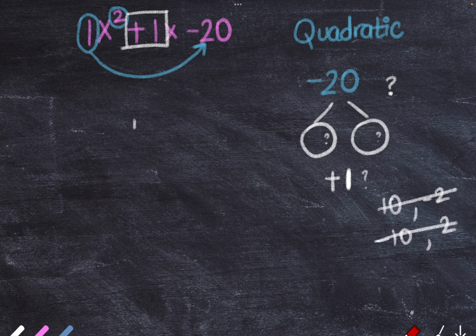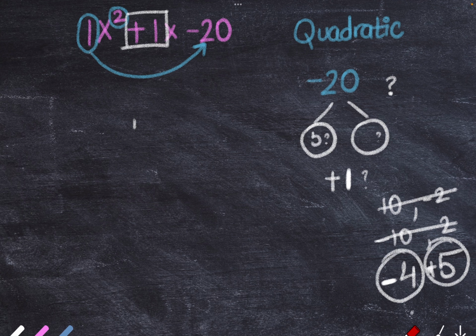All right, let's think about other numbers. The other two numbers that come to my mind are 4 and 5. 4 times 5 we know is 20, so that part is done. Now I need a negative 20. So can I say that my numbers could be negative 4 and positive 5? Because 5 minus 4 is 1 and 5 times negative 4 is negative 20. So once I have my two numbers, I have my numbers ready: 5 and negative 4. 5 minus 4 is 1, 5 times negative 4 is negative 20.